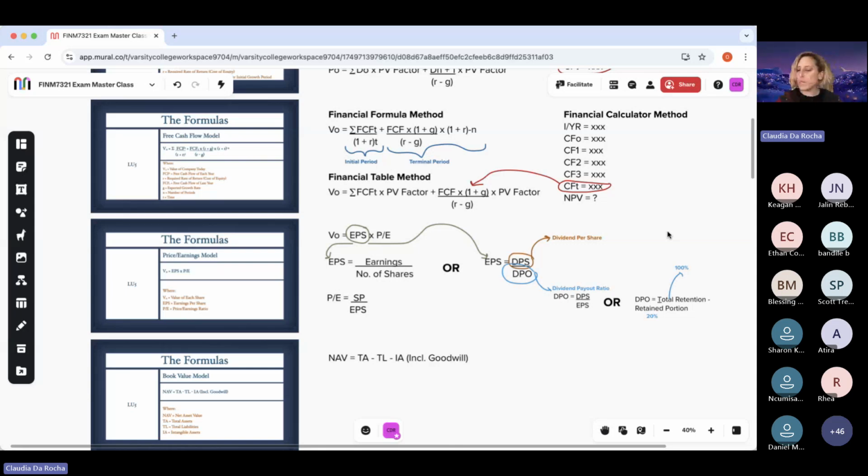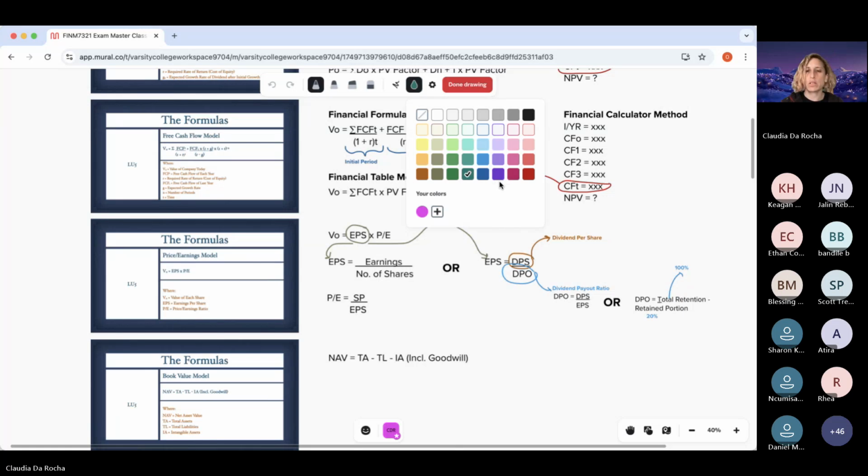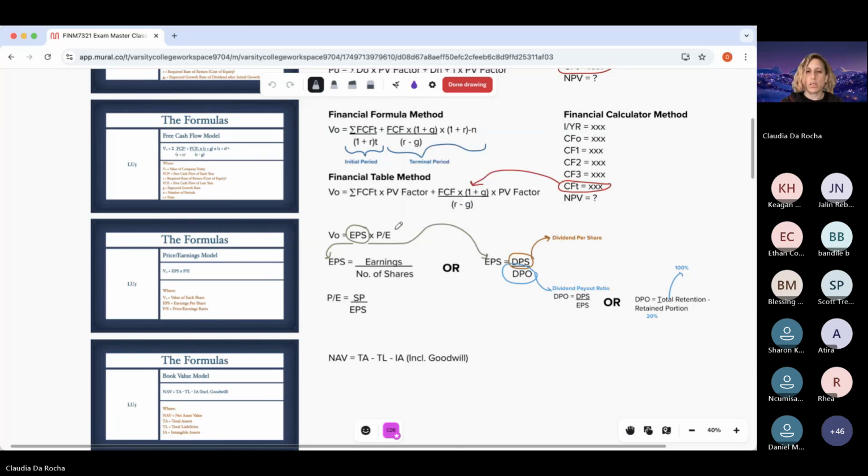If we're looking at something like 20% retained, we know that our dividend payout will be 80%, but we'll go through a question where we cover that. All right, then our price earnings ratio has a specific formula as well. When I say SP, I'm talking about the share price. So I'm saying share price over earnings per share.